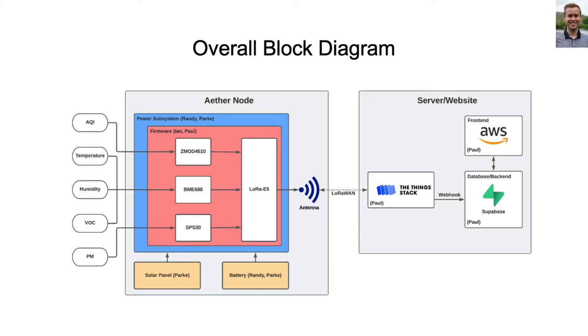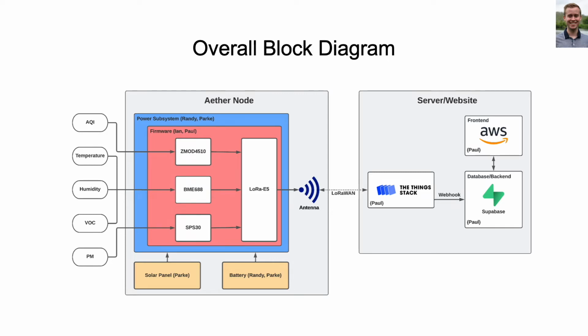Here, you can see the overall block diagram for Aether. Starting from the left, we see the 5 primary sensor readings that Aether collects, and the arrows show the sensors that measure them. The 3 main sensors, the ZMOD 4510, BME 688, and SPS 30 are all controlled by the firmware running on the LoRa E5 microcontroller. All of these components are powered by our power subsystem. Additionally, we can see how the external battery and solar panel interface with the power system. Continuing on, we see how the LoRa E5 transmits the sensor data it collects over its antenna through LoRaWAN.